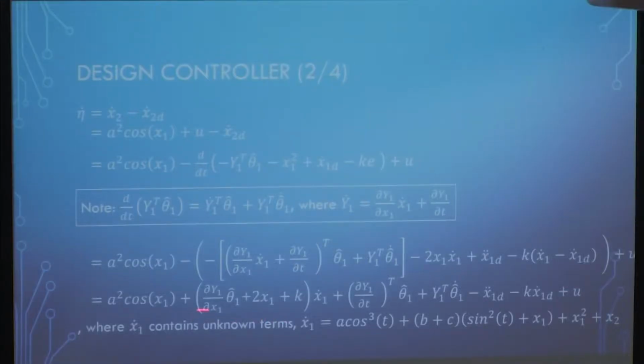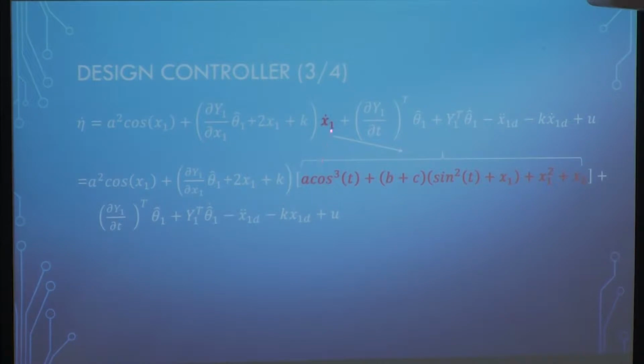So in here, I regroup the terms with x1 dot, and the rest of the terms should be just some known functions. Everything here is known. The unknown terms might be included in here, which is this. So I substitute x1 dot here and go to the next slide. You expand x1 dot and segregate the unknown terms and the known terms into different brackets.